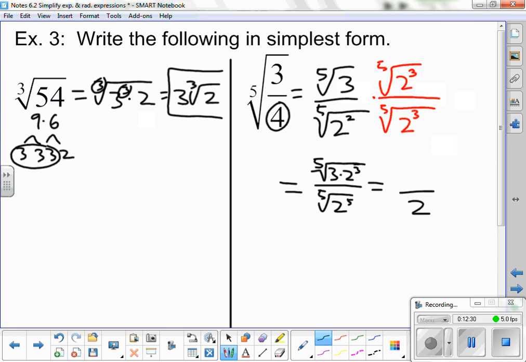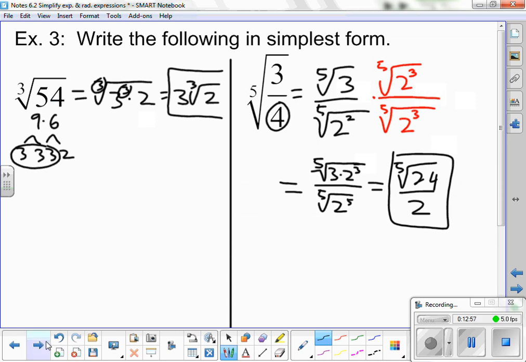Top part, there's no perfect 5th powers in here. In order to get a perfect 5th power, you need a 3 times a 3 times a 3 times a 3, 5 times, or 2 times 2 times 2 times 2, 5 times also. There's nothing. There's 3 2s, that's it. Can't really do much more than that, so I'm just going to multiply this all back together. 2 to the 3rd, 2, 4, 8 times 3 is 24. So 5th root of 24. And that's your answer.